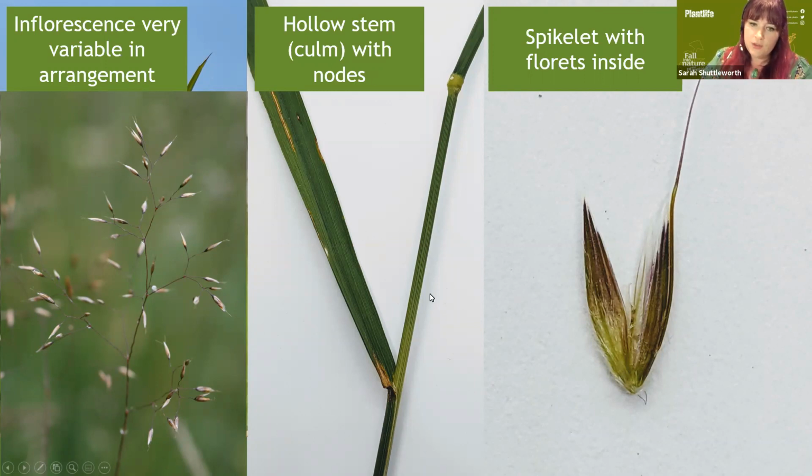Again, we talked about the stem or the culm, and then these intersections or nodes. So these are quite distinctive. And then we have the spikelet, which this whole thing is the spikelet. And we've got the two florets here. And then we've got a long feature here called an awn, which can also be a diagnostic feature in grasses. So that's grasses for you at the moment.